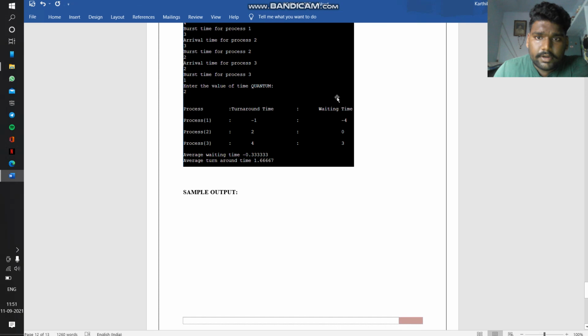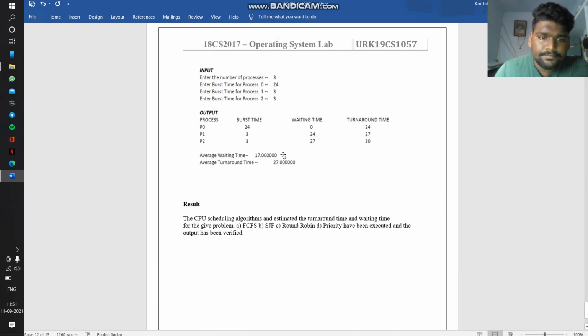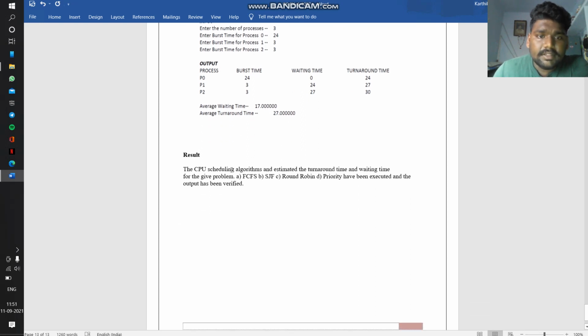And this is the turnaround time and waiting time. Average waiting time is minus 0.3333. Average turnaround time is 1.66667. We have implemented the CPU scheduling algorithms and estimated the turnaround time and waiting time for the given problem. FCFS, SJF, round robin and priority have been executed and the output has been verified.